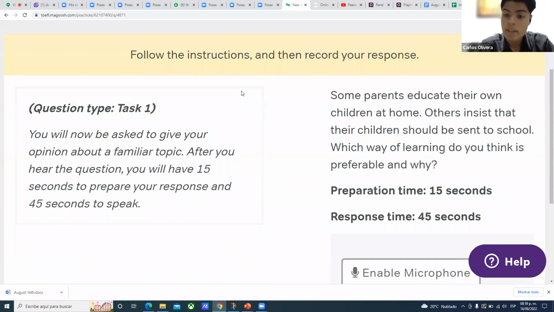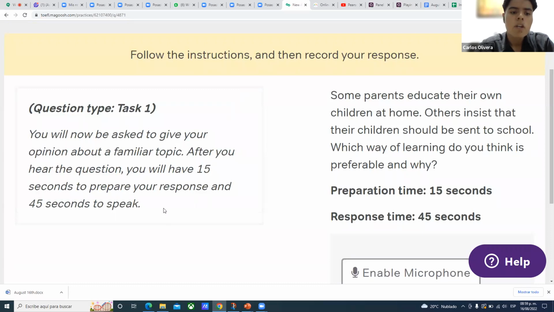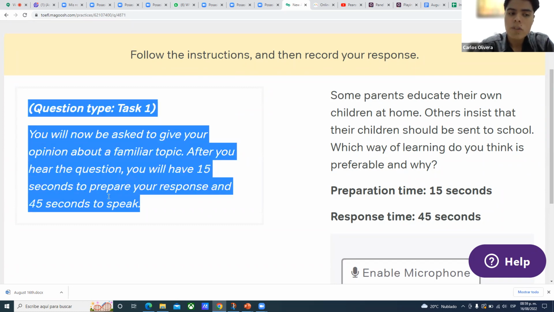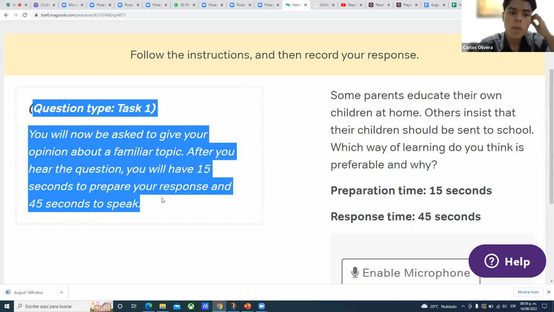Look at my screen. This is a simulator of the exam that we have here in the company. So look at this. In your exam, when you start the speaking section, this is going to be the first task. There's going to be some instructions here. For example, it says, you will now be asked to give your opinion about a familiar topic. After you hear the question, you will have 15 seconds to prepare your response and 45 seconds to speak, as I have said in advance, right?